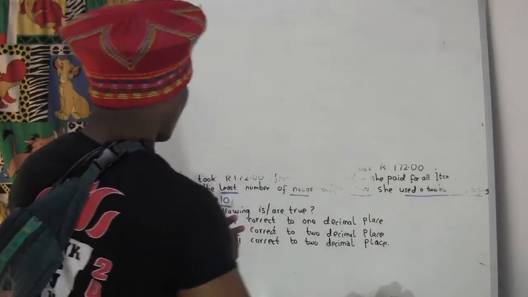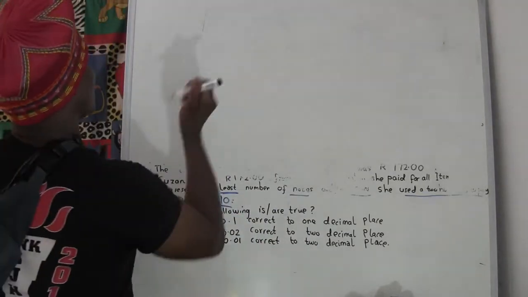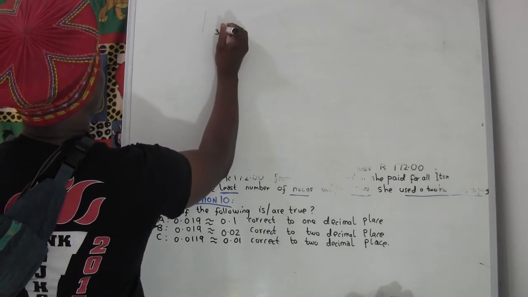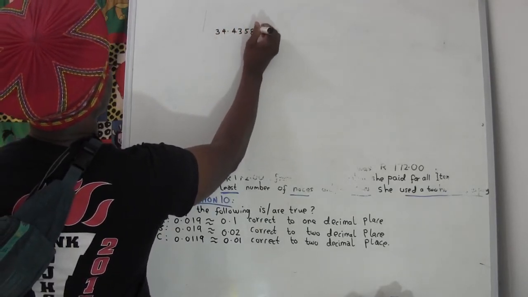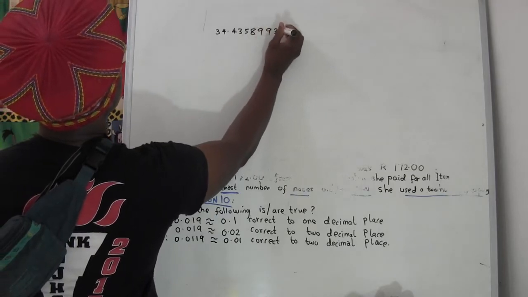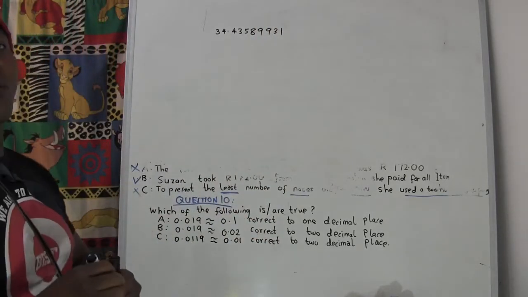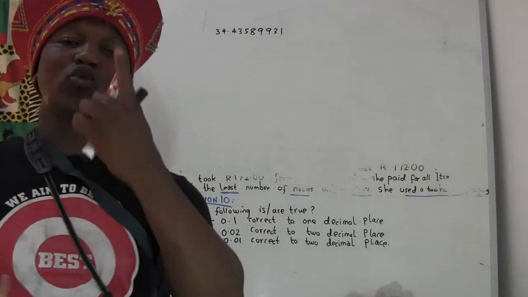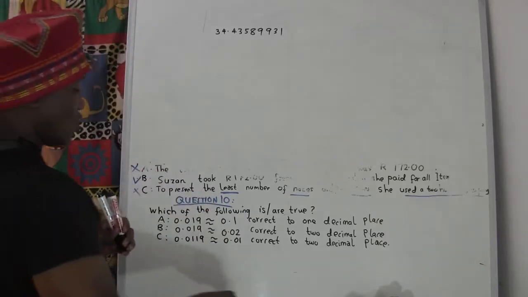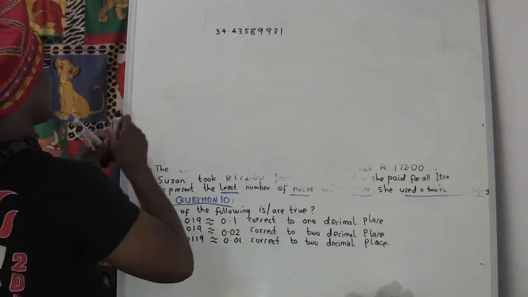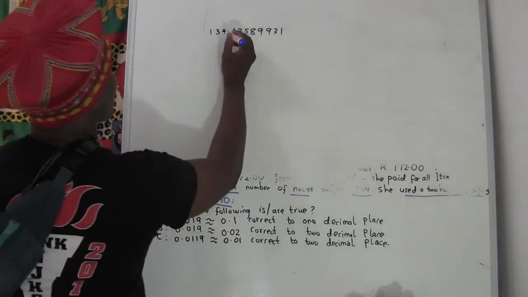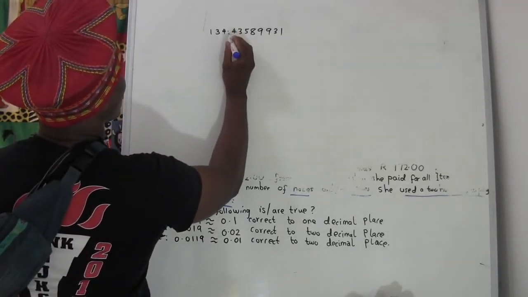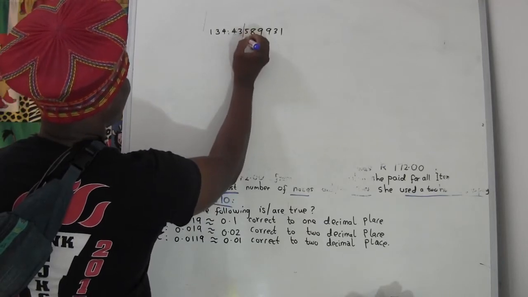Okay, cool. Now we go. So if somebody gives, for example, 3, 4, 4, 3, 5, 8, 9, 9, 3, 1, and says approximate this number to 2 decimal places, you go to your decimal place here. Two decimal places means you go first number, second number, it's here.